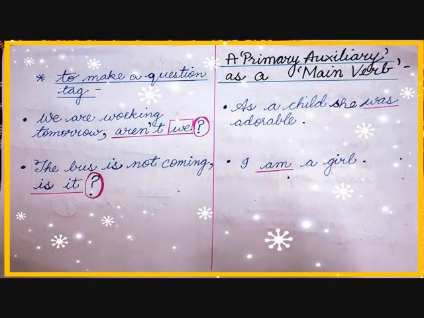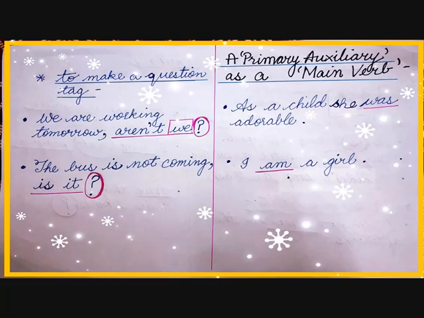See the examples. We are working tomorrow, aren't we? Here the statement is we are working tomorrow. But the question tag is are not we. Aren't is written in contracted form. After N you will see a mark of apostrophe put for the letter O. That is why we call it aren't. And the construction of this question tag is are plus not plus subject.